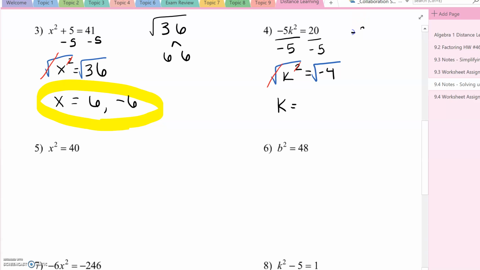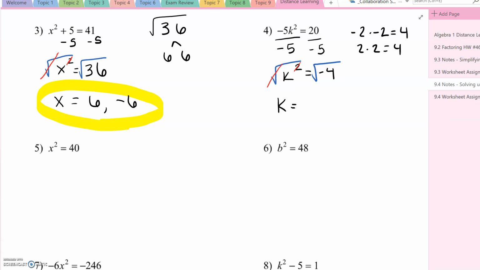But remember, what's a negative times a negative? A positive 4. And then a positive 2 times a positive 2 is still a positive 4. So there's no number we can multiply by itself to get us a negative 4. If we do a positive 2 times a negative 2, that's not the same number, right? Those have different signs out front. So there's no number we can multiply by itself to get a negative.